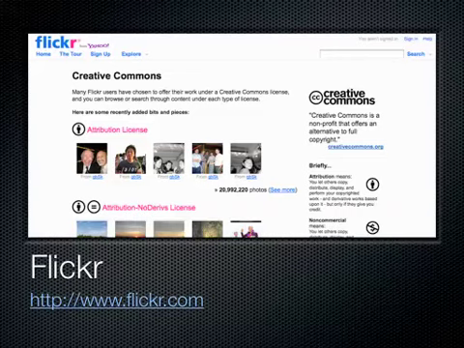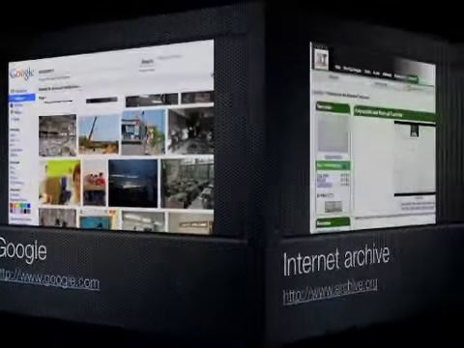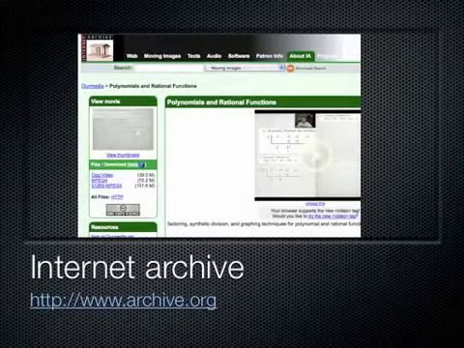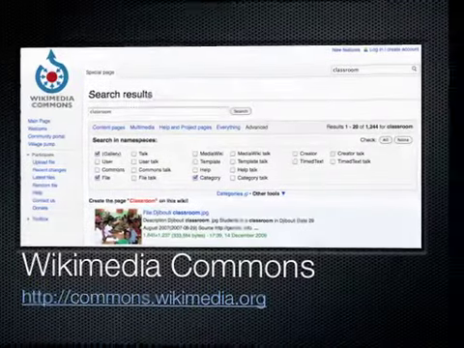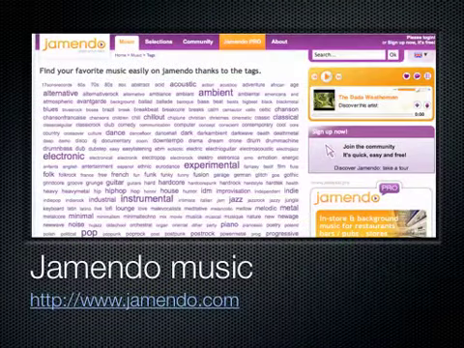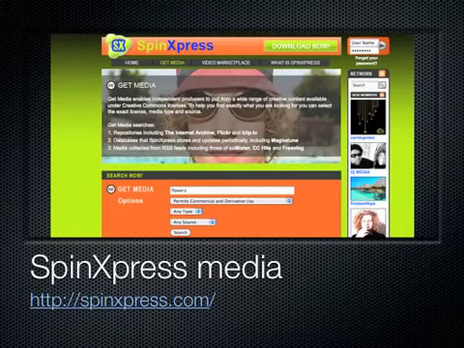A few of the sites would include Flickr, Google, the Internet Archive, Wikimedia Commons, Jamendo Music, and Spin Express Media.